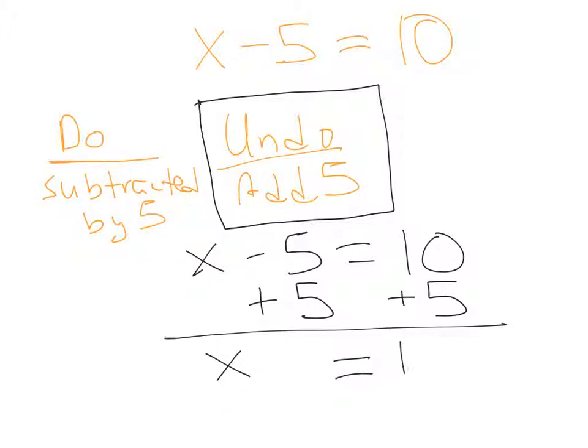So x equals 15. Remember, we want to go back and check this, so we want to take our x equals 15 and plug it into the original equation. So 15 minus 5 equals 10. 15 minus 5 is 10. 10 equals 10, so I agree with that answer.